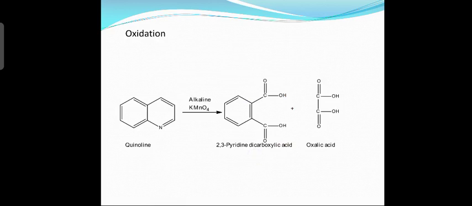Next is oxidation. In oxidation, quinoline is oxidized by alkaline potassium permanganate to give a mixture of 2,3 pyridine dicarboxylic acid, because 2 carboxy groups are here, at the 2nd and 3rd position. So it is called 2,3 pyridine dicarboxylic acid. Here it should be nitrogen. Nitrogen is missing, there is a mistake over here, it should be nitrogen. So 2,3 pyridine dicarboxylic acid and then oxalic acid.